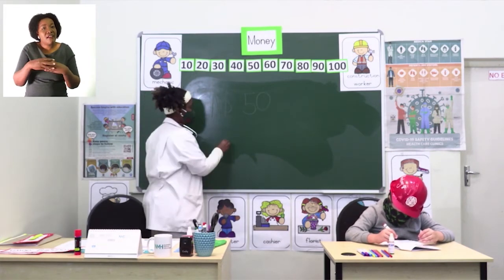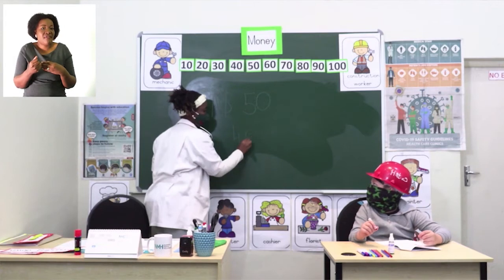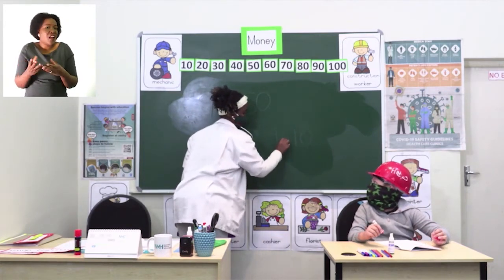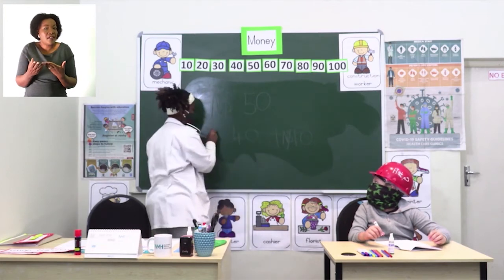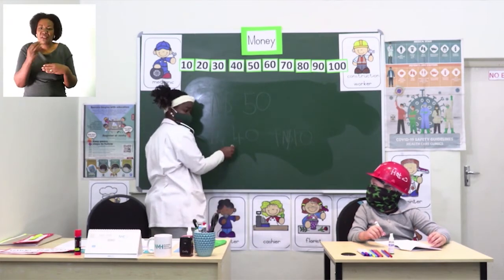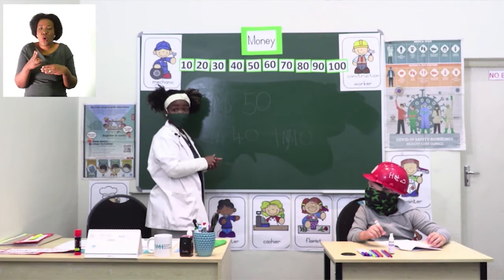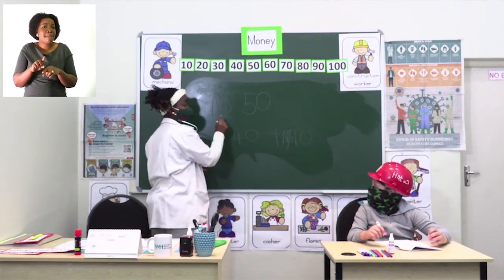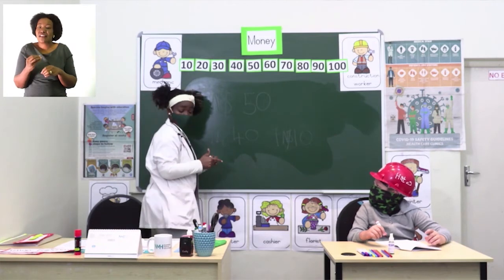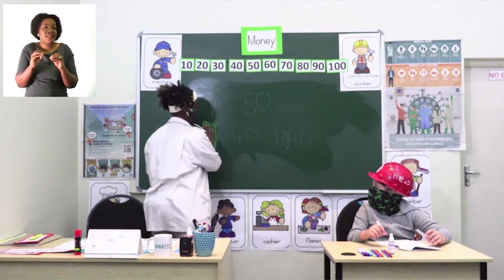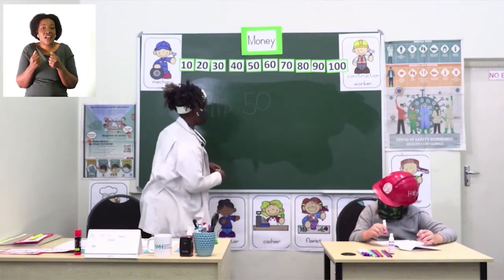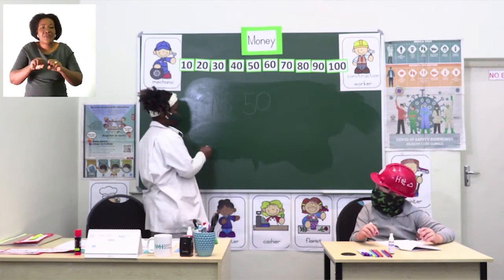We cannot say 40 plus a $10. Do we have a $40 note? No, we don't. Although this is correct, we don't have a $40 note. So we can only break up the money according to the notes we have. Correct? So how can we break up this number?